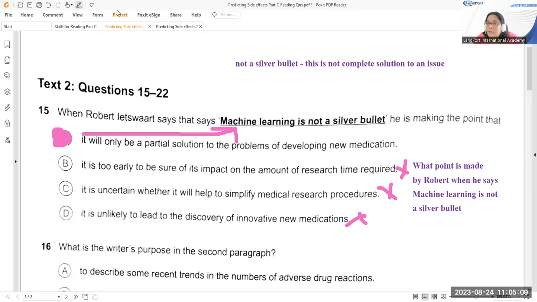Yes, it can fasten the process. It can help us develop the new medication for sure. But it's a partial solution. That's why A is the answer. So D is wrong. You might feel like, okay, it is possible.